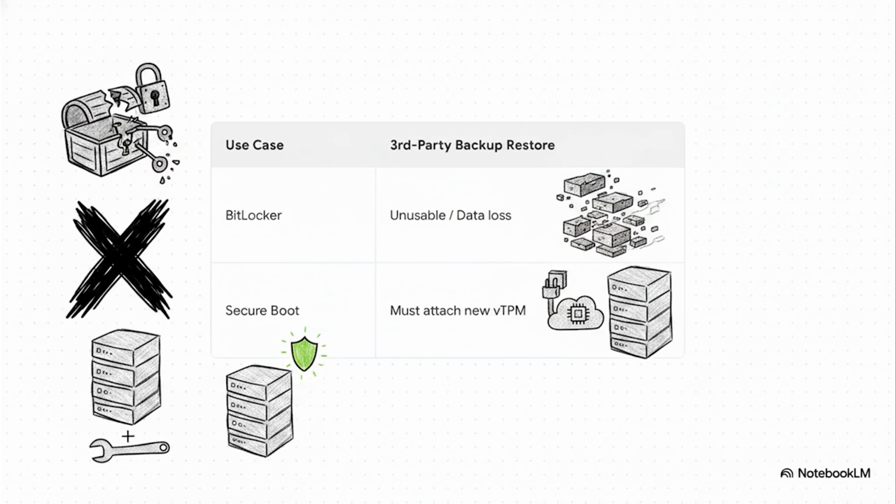Look at the result here. If you restore a BitLocker VM from a third-party backup, it results in a completely unusable VM. We're talking unrecoverable data loss, because that decryption key is just gone forever. On the flip side, if the VM only used vTPM for secure boot, which is non-critical data, you won't lose your files, but you, or the backup software, are going to have to manually attach a brand new vTPM device during the restore process just so it can boot up.